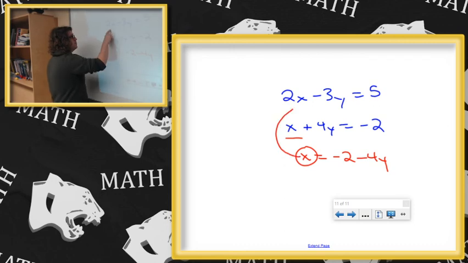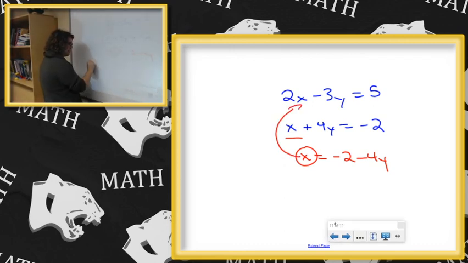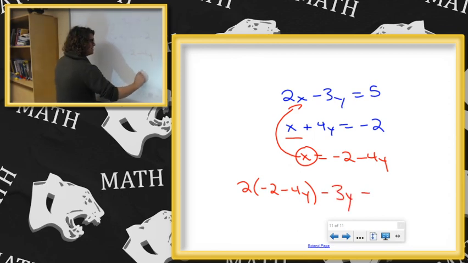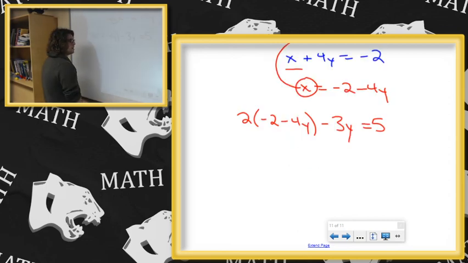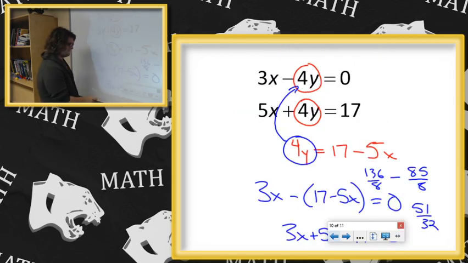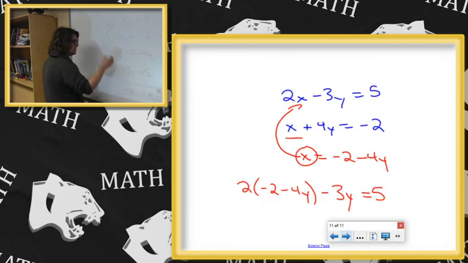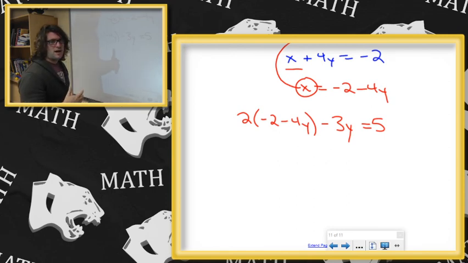Take that x and we'll put it into the first equation. So that's 2 times the other way that we write x, which is this thing over here, -2 minus 4y, and then -3y is equal to 5. So you'll notice that this time here, I'm replacing x and ending up solving for y. It actually doesn't matter which of the x or the y you solve for first. Either one of them is fine.